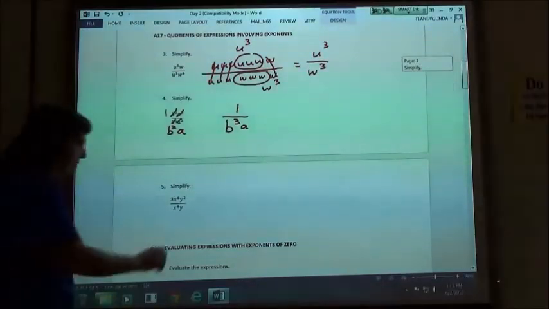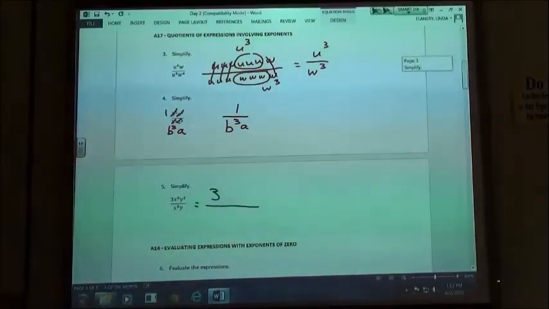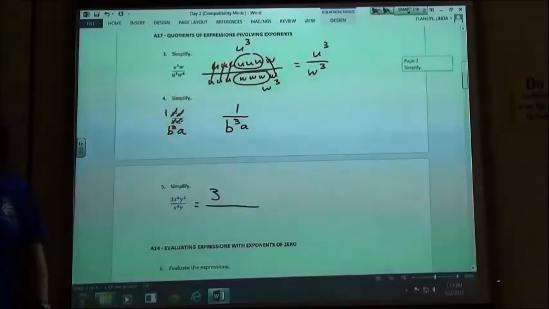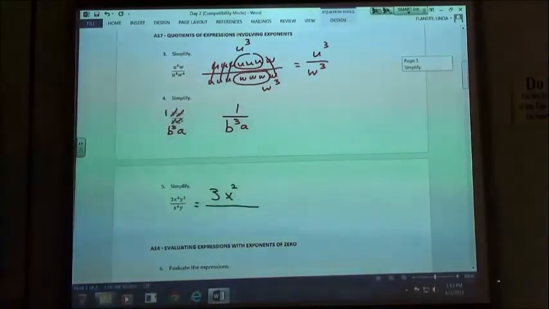So number 5, you may have some coefficients that reduce. In this case, we just have that 3. That's not going anywhere. It's still there. And I would have, what for my x's? X squared. X squared would be on the top or the bottom of my fraction? Top. So x squared on the top, 6 minus 4 is 2.